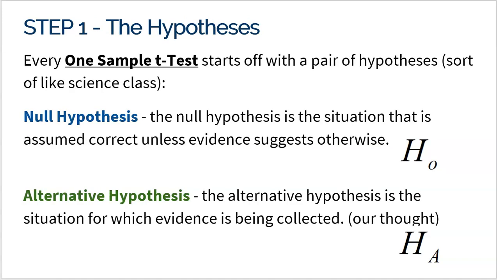So every one sample t-test starts off with a pair of hypotheses, right? Kind of like in science class. You have the null hypothesis and the alternative hypotheses. So the null hypothesis is the situation that is assumed correct unless evidence suggests otherwise. So we use a little H sub 0. So the null hypothesis is what the problem says is true. For us, that's 220 milligrams. And the alternative hypothesis is what we think, right? This is our thought. What we're hoping evidence supports. This is what we're wondering. We're wondering, is it really less? And that is H sub a, the alternative hypothesis.